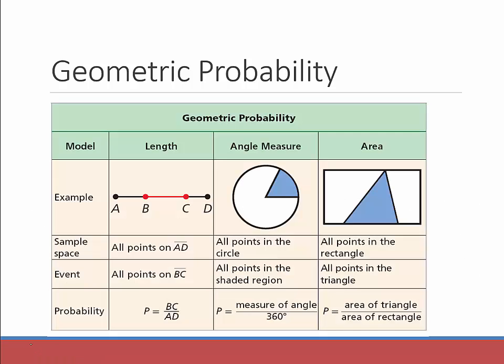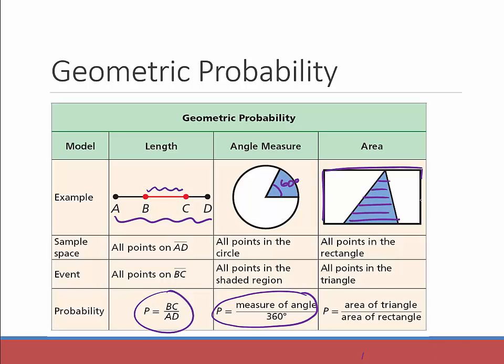And here's some examples. So let's say we're talking about length. You have this segment right here. The total length is AD, and then I just want all the points on BC. So I'm going to set up the probability of just landing on here, however long that is, divided by landing on the entire line. Angle measure is pretty easy because it's always divided by 360 because you're going to have a circle that you're finding the angle measures of. Your event is all the points in the shaded region, and they'll tell you this is like 60 degrees. So then all you have to do is divide by 360. Area, the event could be just in this shaded part, but the sample space is anywhere in this rectangle. So you're going to take those two areas and divide them.